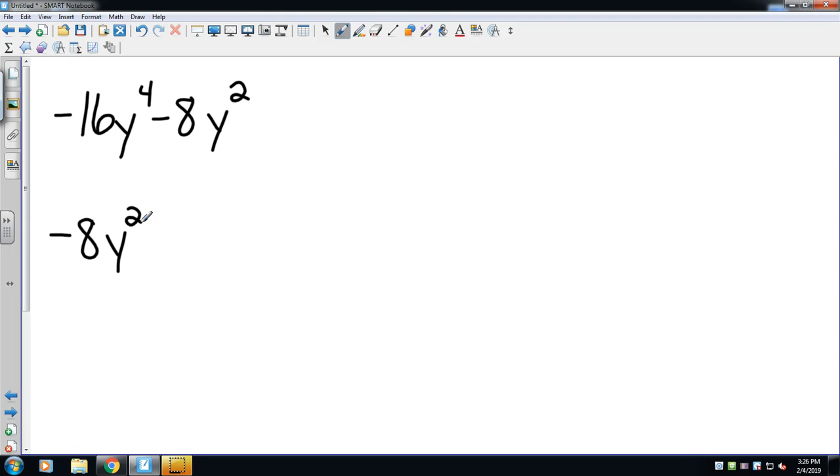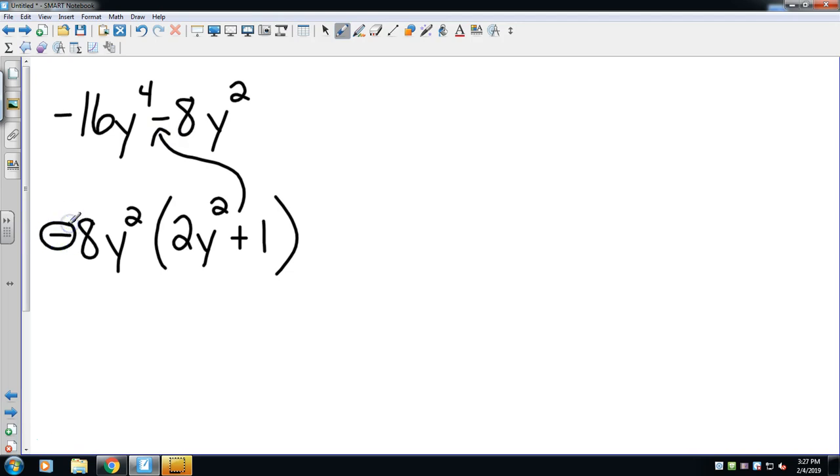Some of you might be saying, well, the biggest power is the 4th power, but that y squared doesn't go to the 4th power, so I can't go that far. So now ask yourself, negative 8y squared times what is negative 16y to the 4th? And so that's going to be 2y squared. And then negative 8y squared times what is negative 8y squared? And that's actually a positive 1. Now, some of you will wonder why this isn't the same sign as that. That's because the negative out in front changed that.